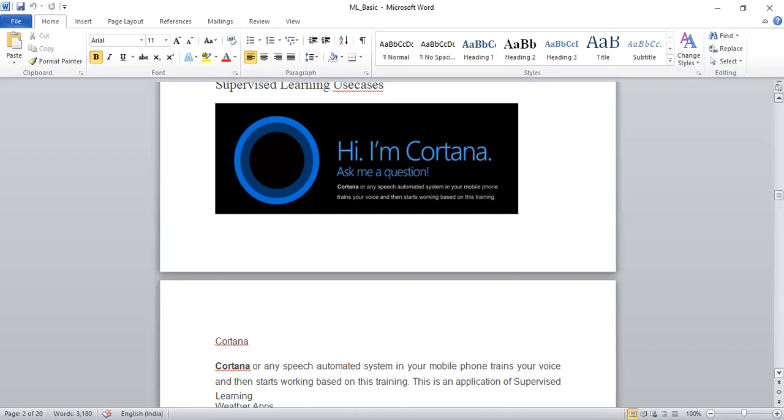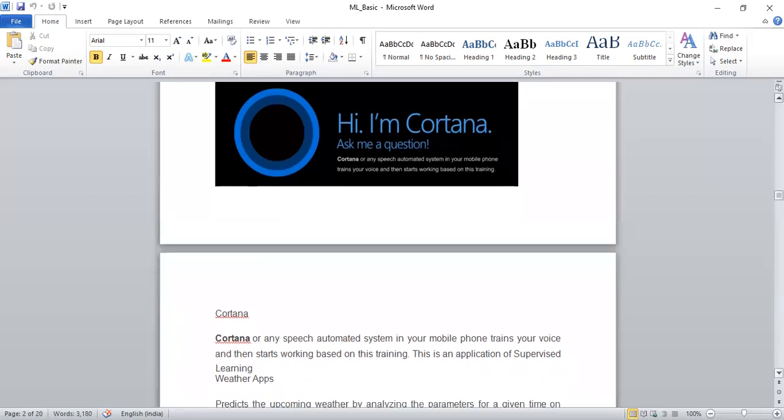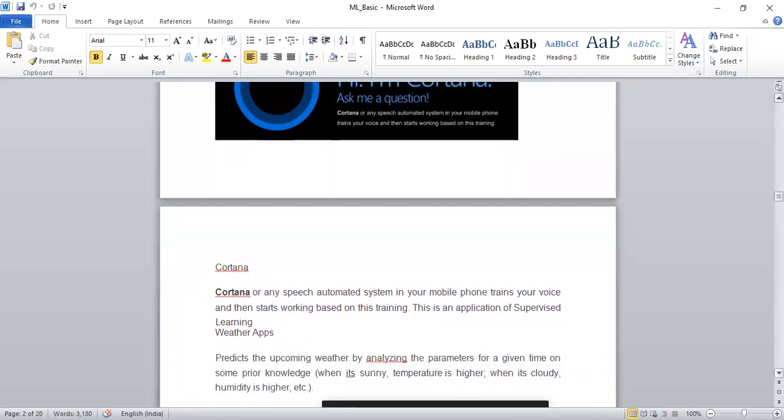Cortana or any speech automated system in your mobile phone trains your voice and then starts working based on this training. This is an application of supervised learning.